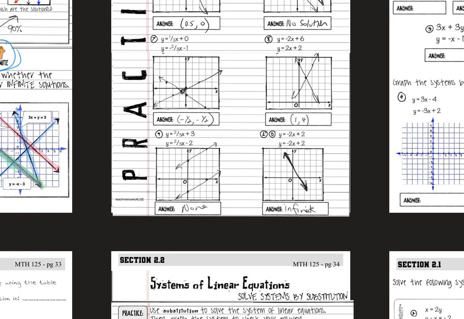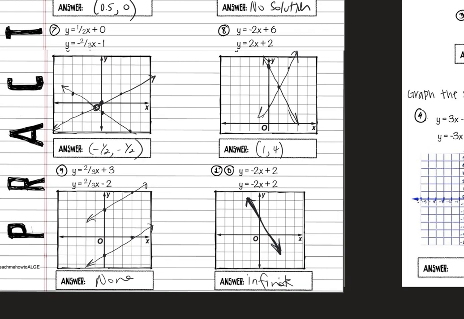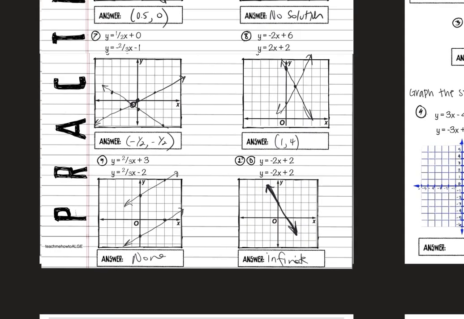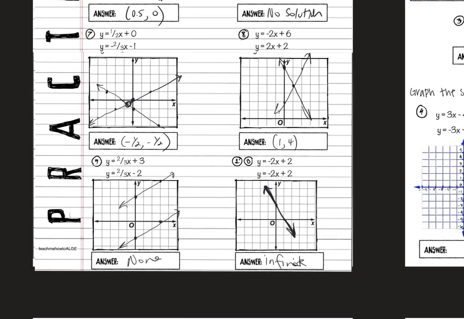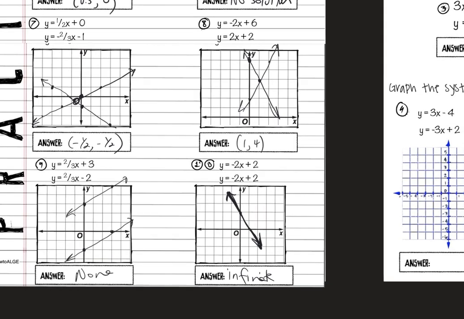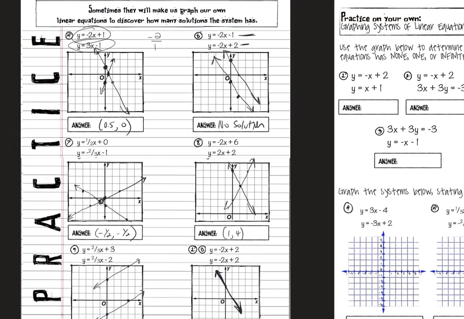Taking a look at number 8, pretty straightforward, one answer, 1,4. Looking at number 9, we had parallel lines, so there was no solution. And then number 10, both of those lines are the exact same line, so they are right one on top of the other. If I was looking for a solution, that would be infinitely many solutions. So that's a thing with this one.